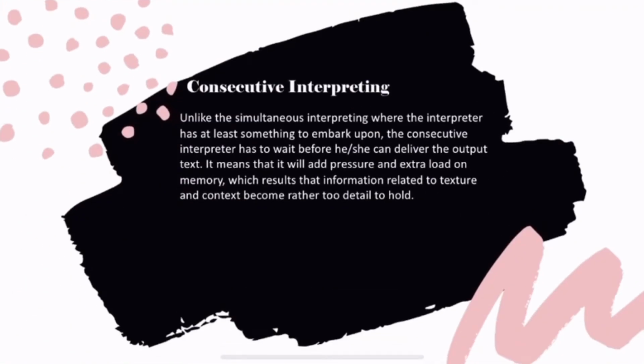Consecutive interpreting. Unlike simultaneous interpreting, where the interpreter has at least something to embark upon, the consecutive interpreter has to wait before he or she can deliver the output text. It means that it will add pressure and extra load on memory, which results in the information related to texture and content becoming rather too detailed to hold.